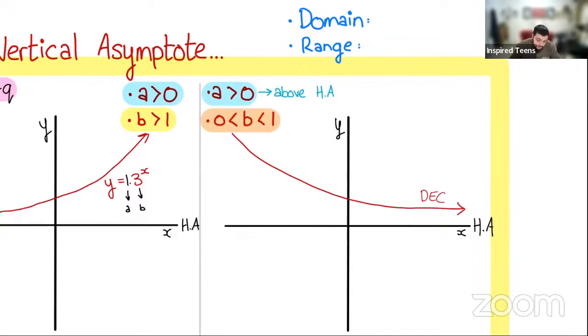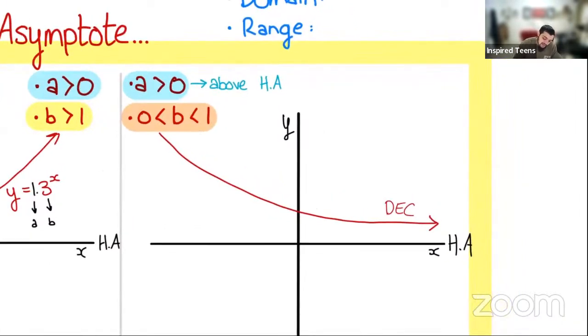Now, let's look at the next one. We have a greater than 0. So y is equal to a, which is going to be 1, an invisible 1. That's going to make it above the horizontal asymptote. b is going to be between 0 and 1. So the example is going to be 1 over 3 to the power of x.